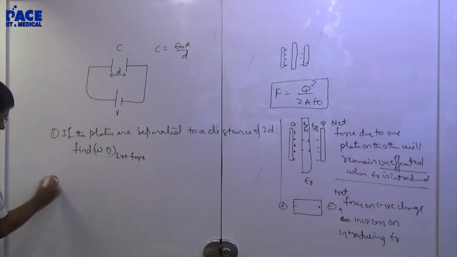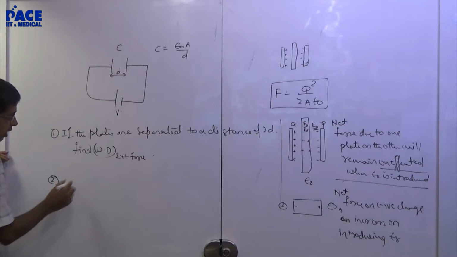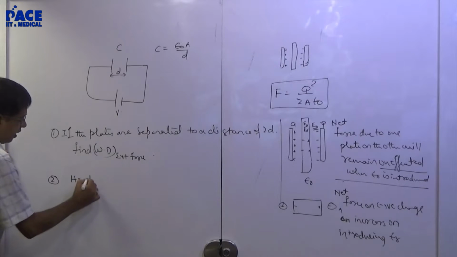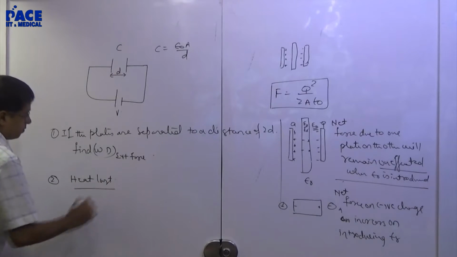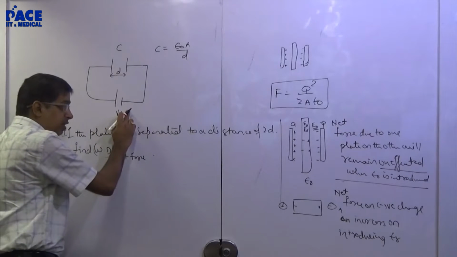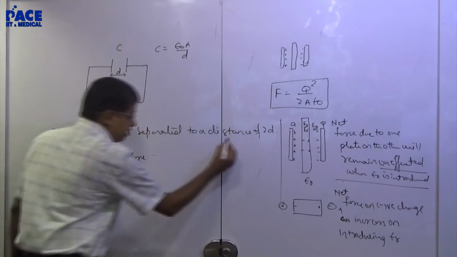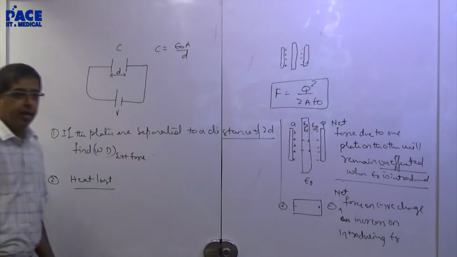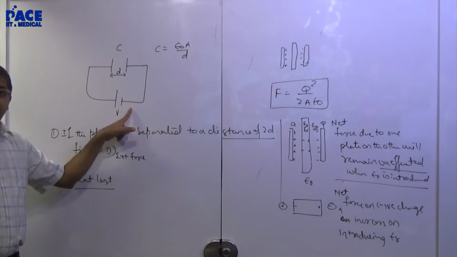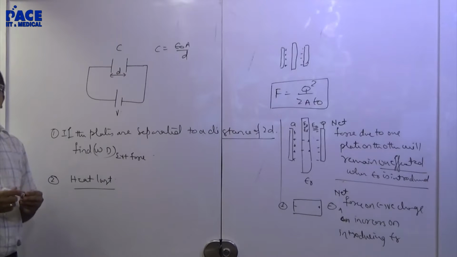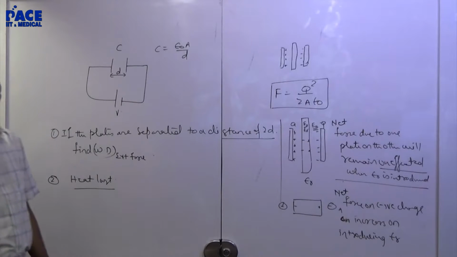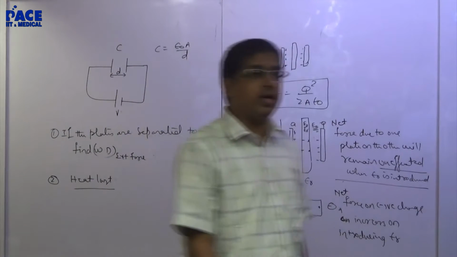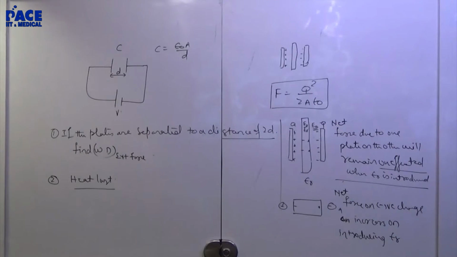First question. And then heat loss. I have kept the battery connected and I am increasing the distance to 2D. Battery is connected and I am increasing the distance to 2D. Think carefully and solve the problem. There is more than one trap in it. You have kept the battery connected and you are pulling the plates apart to a distance of 2D.